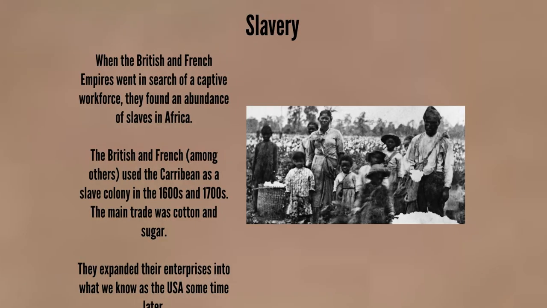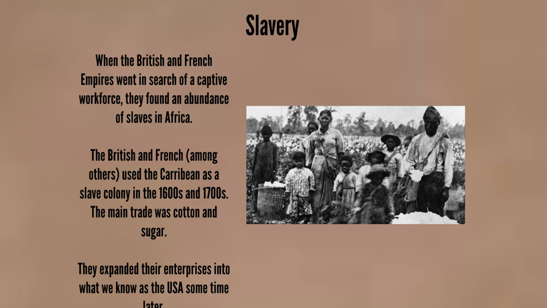So slavery is probably one thing that historians and people that have looked into this have pinpointed as a key instigator of what we were just talking about in the last slide. The British and French empires went in search of some people to work in their mines and in their fields, and they found an abundance of slaves in Africa.